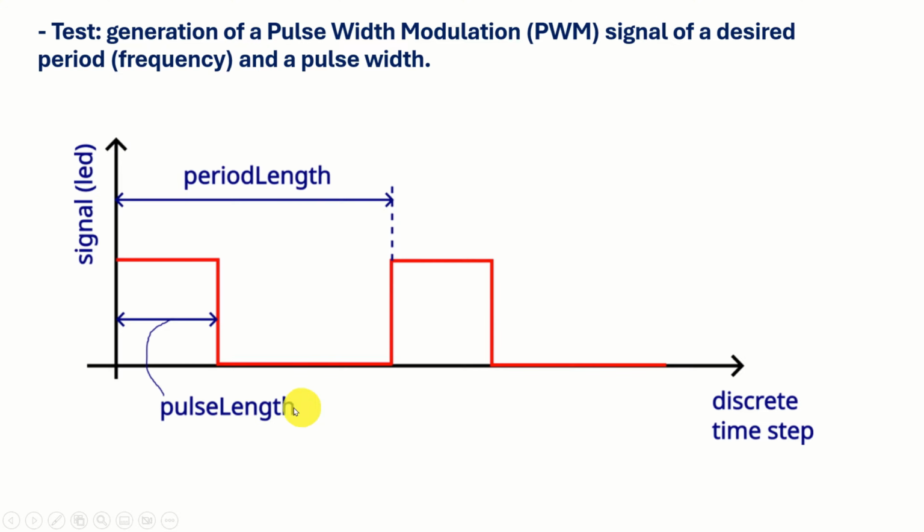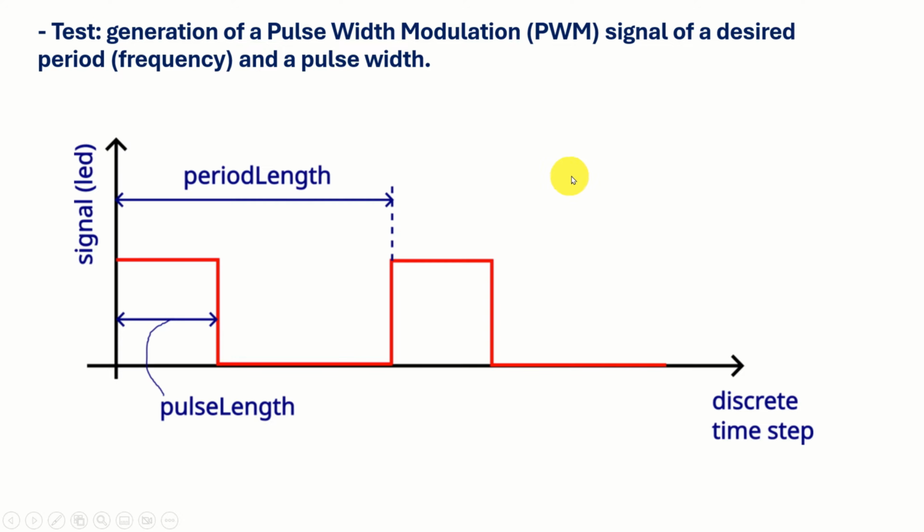A duty cycle is defined as the ratio between the pulse length and the period length, and the duty cycle obviously can go from 0 to 1. 0 means the signal is always low, and 1 means it's a DC signal or constant signal with a constant amplitude. In between, we will have the values of pulse width modulation. For example, 60% means that the ratio of the pulse length and period length is 0.6. And this is the main principle.